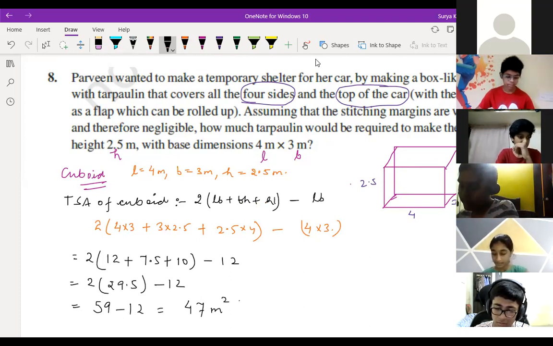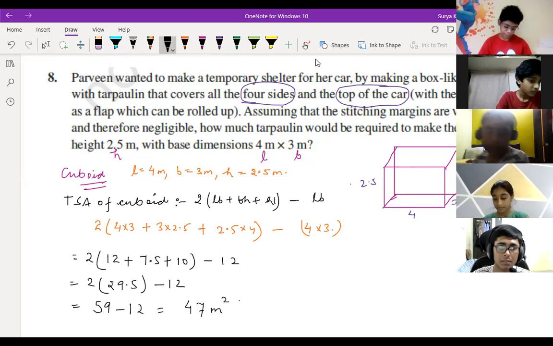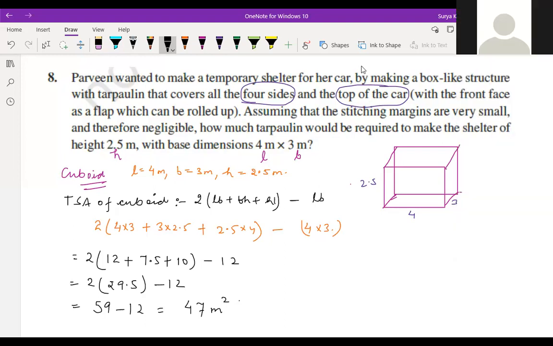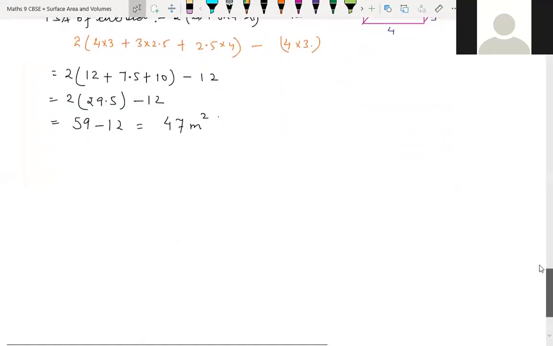Is it clear? Anyone having doubt, children? Anyone having doubt in this? So the question looks big, but you have to just read the question, find the data from the question and just do that. All the questions are easier. I think this is the last question of this exercise, I believe. Correct? Or are there any more questions?